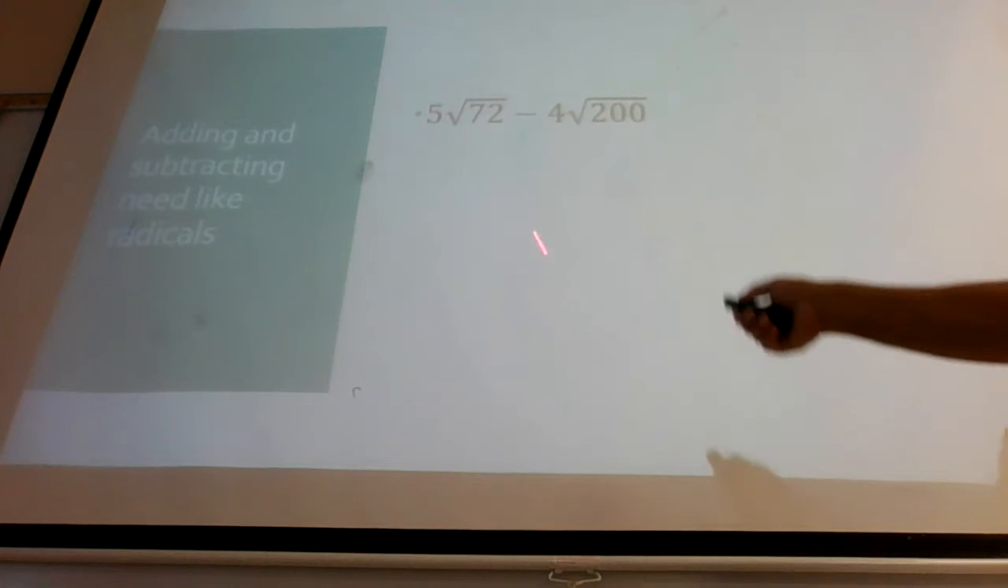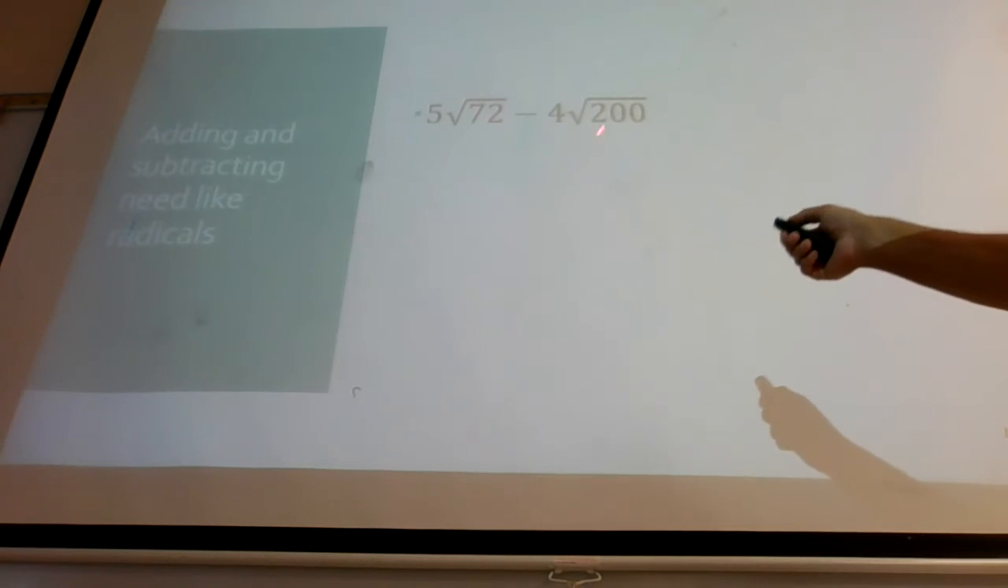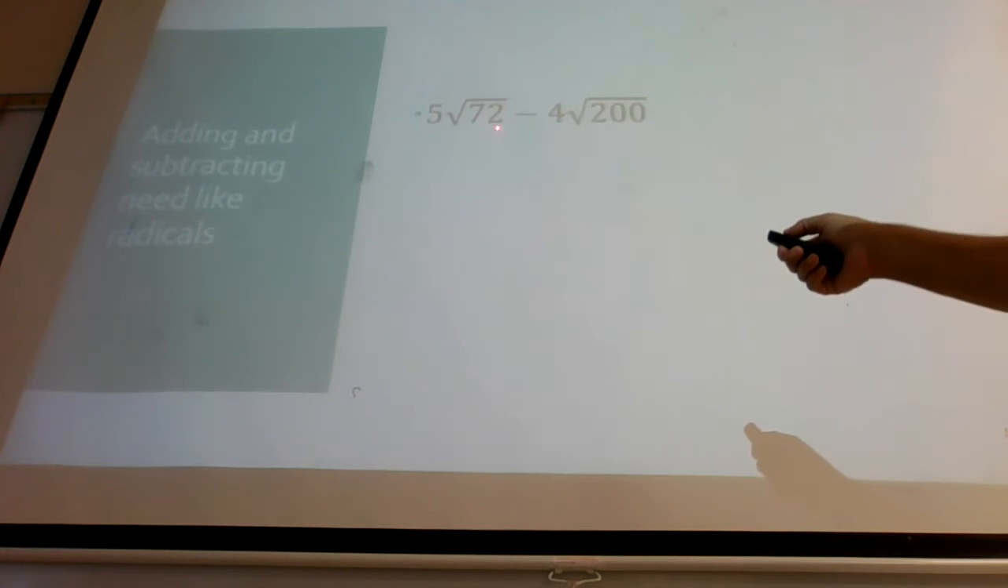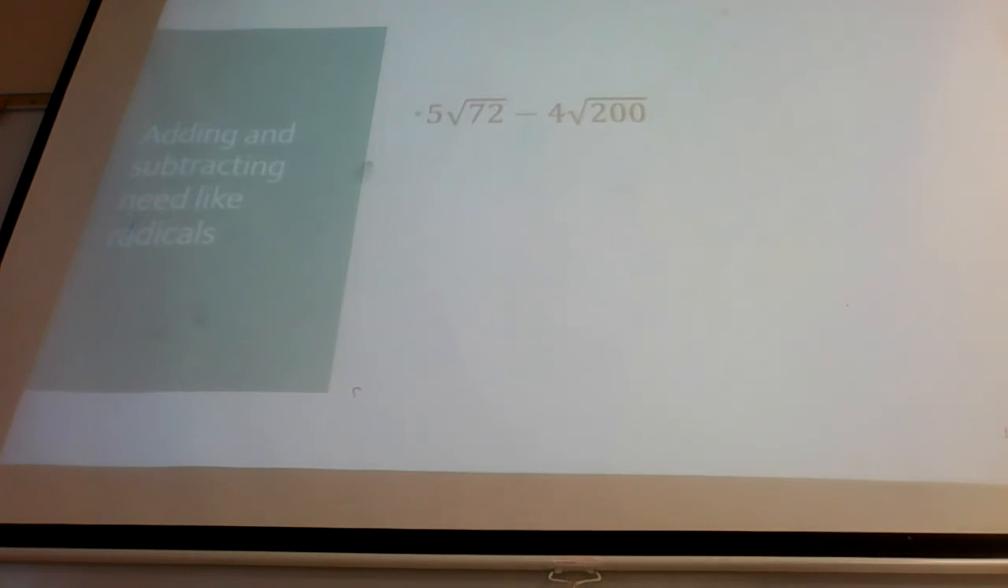I would suggest right away you then divide 72 by that remaining radical there. See if you have a perfect square. You do. 72 divided by 2 is 36. Square root of 36 is 6. So 6 is coming out. So 5 times 6 is 30. So now we got 30 root 2.